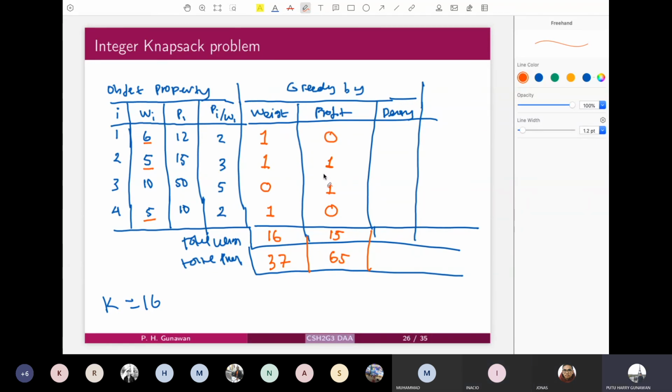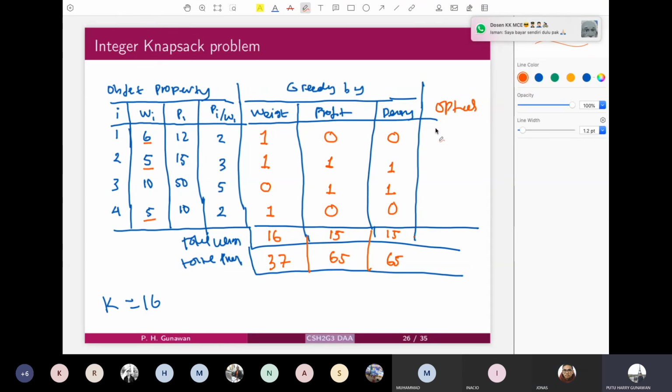Okay, this is 12, 15. So then by the density, the greedy by density is similar. It finds the highest density. So I should pick 5, which is 10, and I should pick 3 in this one. So this is 15, and you will get 65. And you get the optimal solution.